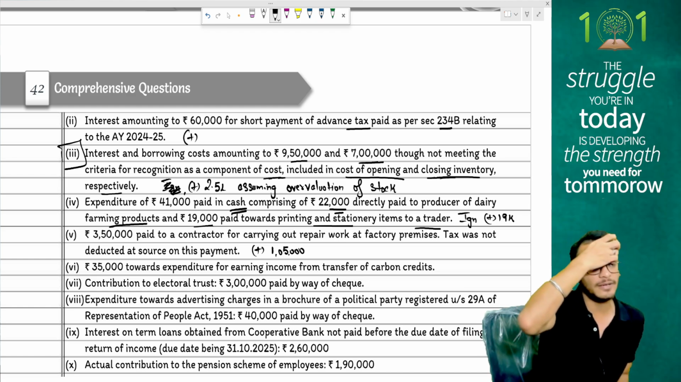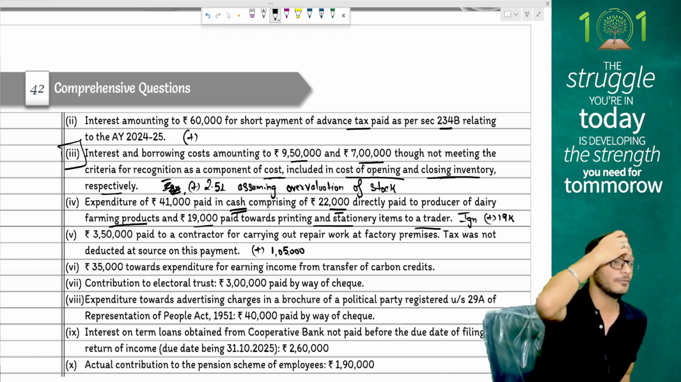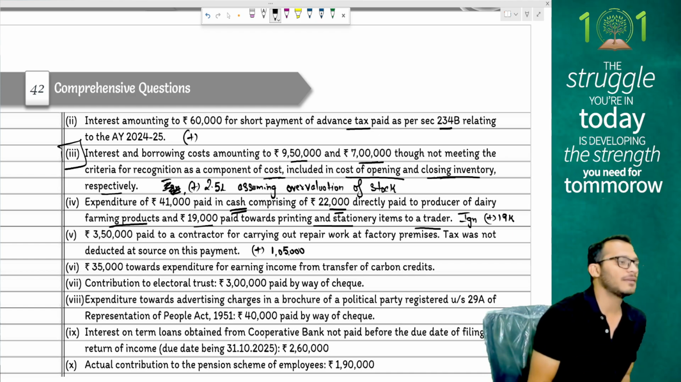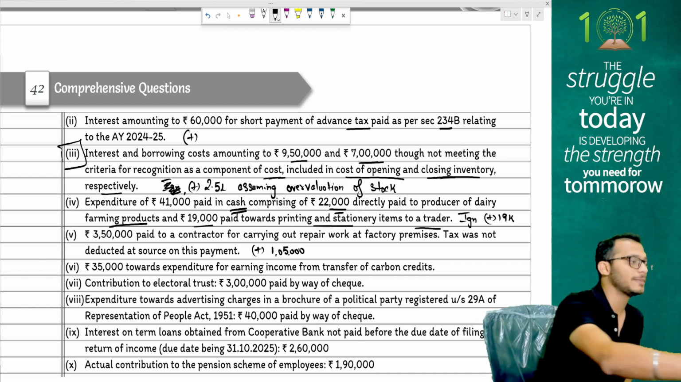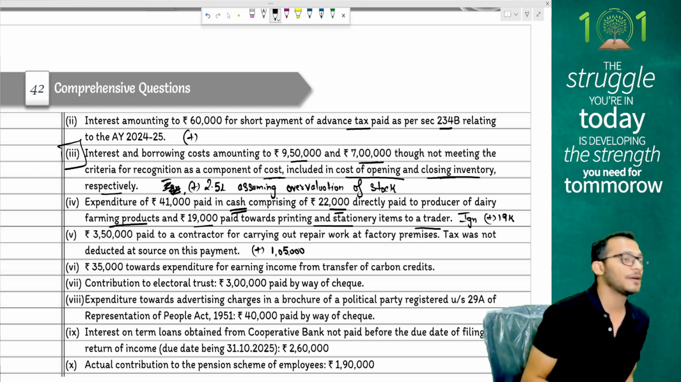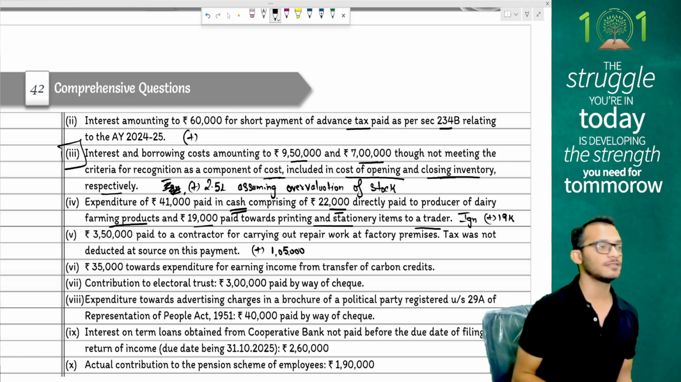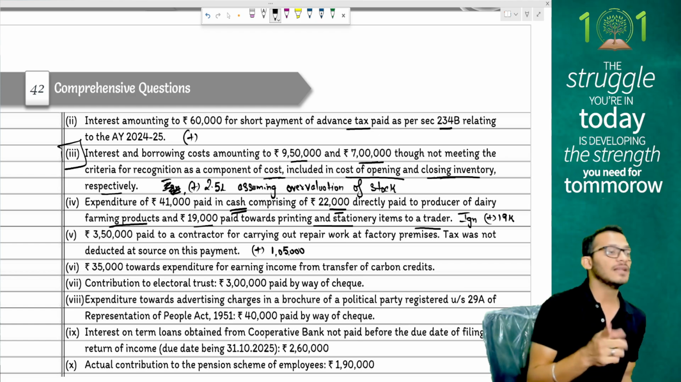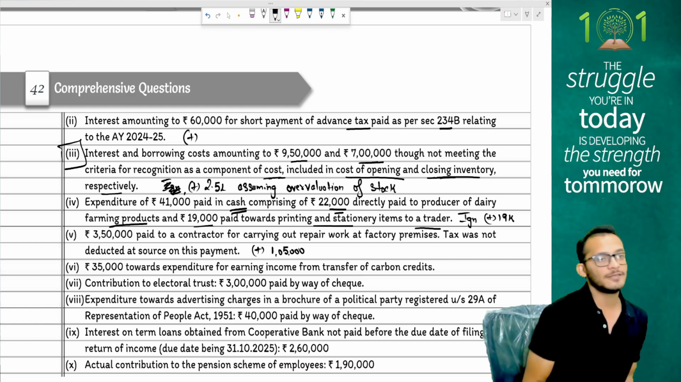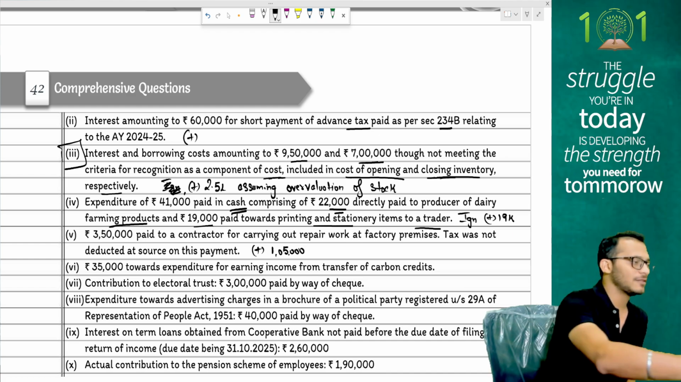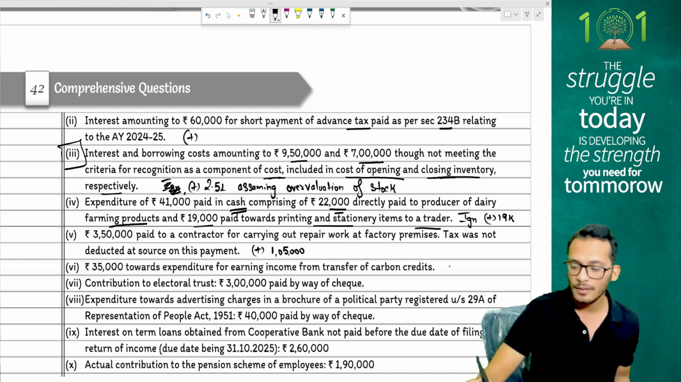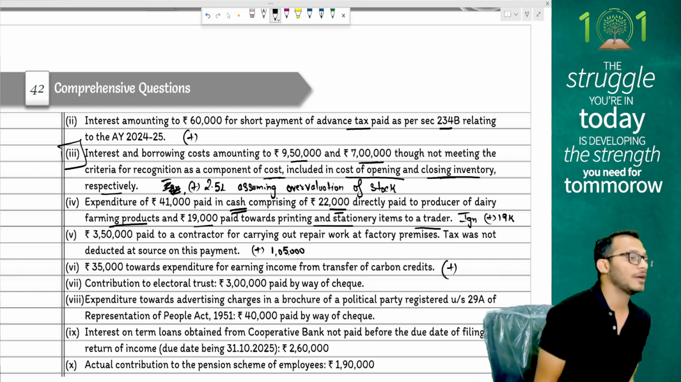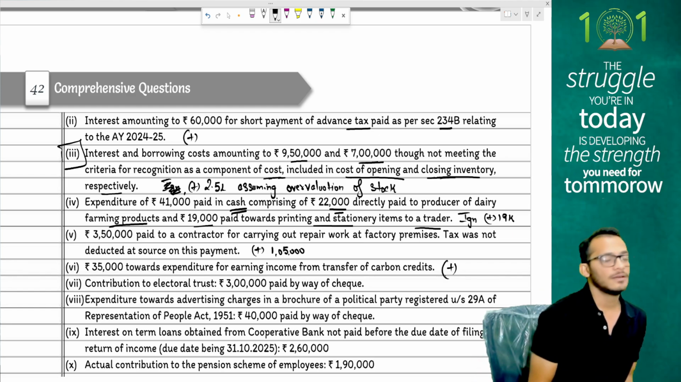35,000 was incurred towards earning income from transfer of carbon credits. I don't know if you people remember this, people. Have you seen this somewhere? Nope. Very good. We have looked at 115BBG, people. 115BBG provisions basically say that if you are receiving any kind of income from transfer of carbon credits, it is taxable at a concessional rate of 10%, without allowing any expenses or deductions. And therefore this will get disallowed, because the corresponding income is going to be offered at a special rate.